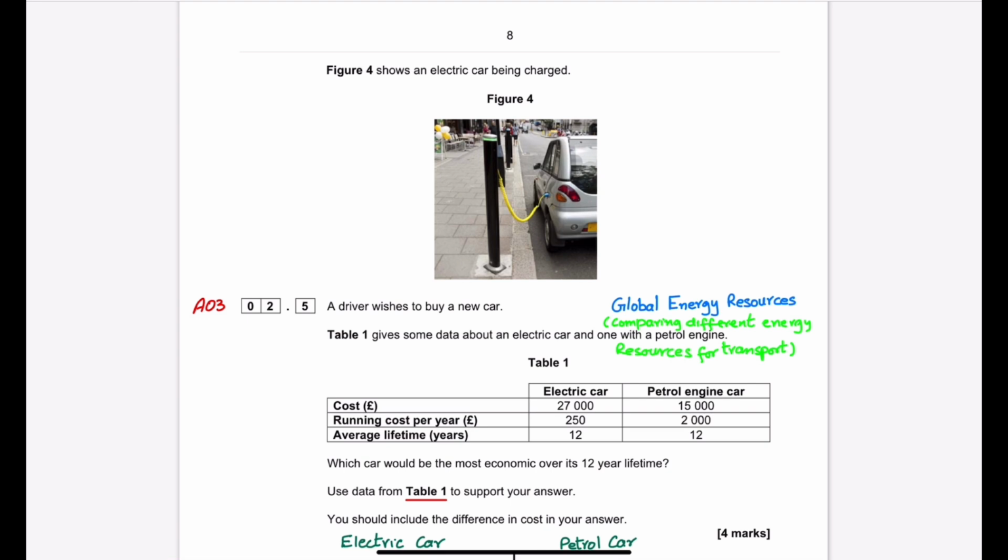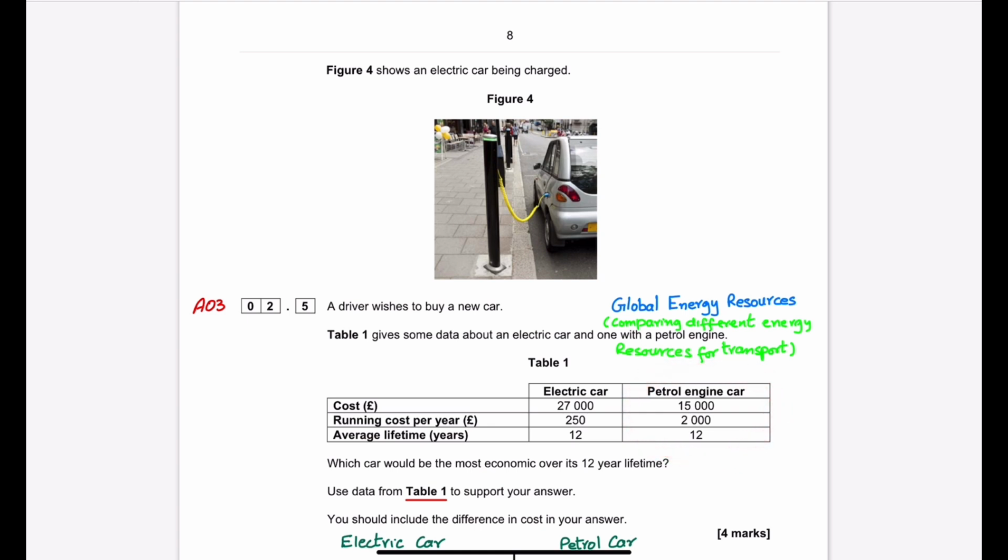2.5 is an AO3 question. A driver wishes to buy a new car, and this question is from the topic of global energy resources. Table number 1 gives some data about an electric car and a petrol car. You can see from here the table number 1, the electric car information, and the prices, average lifetime, and the cost is given. Along with that, the petrol engine car is also given here.